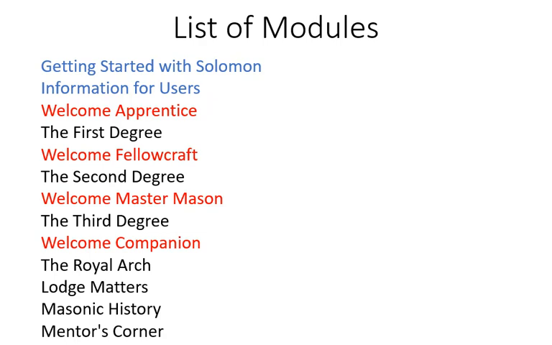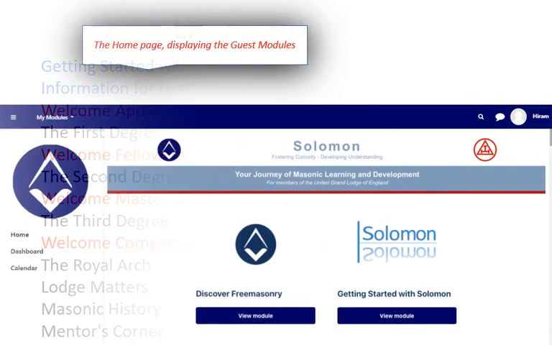Finally, Mentor's Corner is really for people who look after brethren who are responsible for the learning and development of newer members. For example, this could be the lodge mentor or the lodge membership officer.